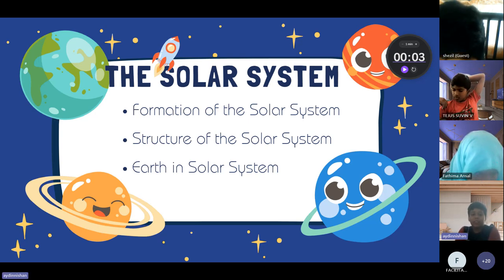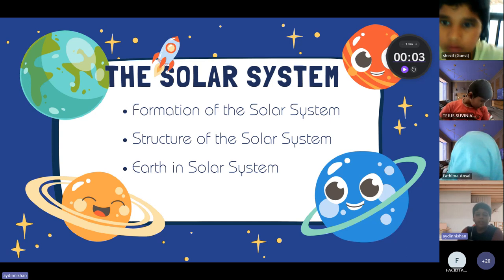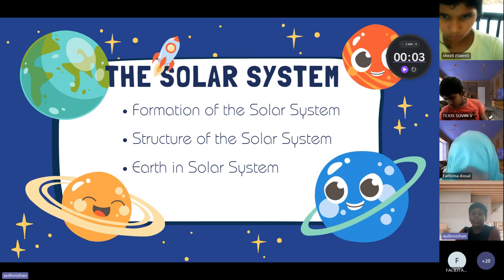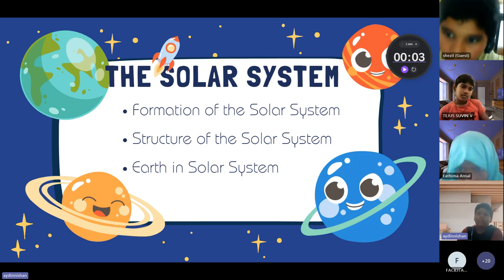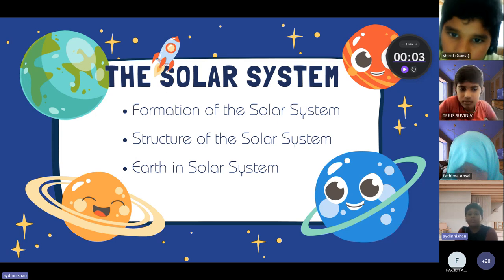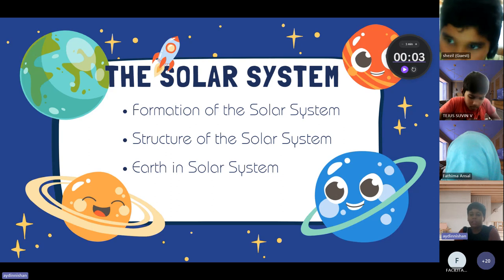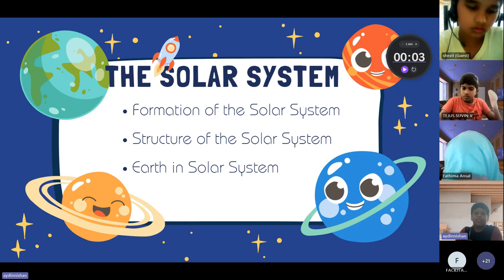So the planet's atmosphere is composed of 78% nitrogen, 21% oxygen that we breathe, and trace amounts of other gases such as carbon dioxide and methane. The geology of the Earth is very complex and diverse, with a variety of landforms, including mountains, valleys, plains, and oceans. The planet's surface is consistently changing due to tectonic activity, erosion, and other natural processes.